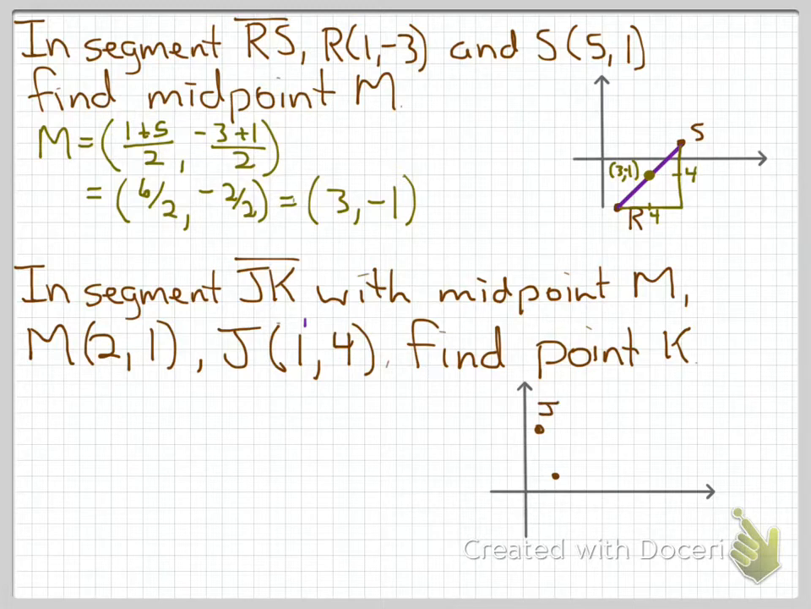So we have J and M. I need to find K. Now K is not between J and M. K is the endpoint, so that M is between J and K. So right now I know K should be somewhere over there.